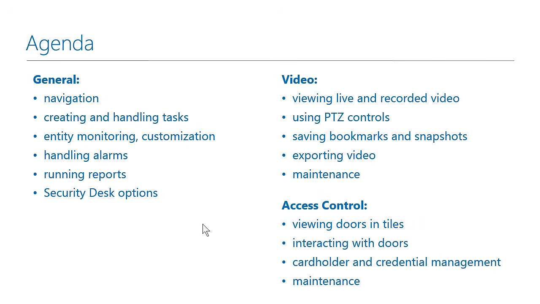Now, taking a look at the agenda, we've broken the subjects into three categories. So we have general, video, and access control. In the general section, we're going to have a look at the common operator activities, such as navigation in the Security Desk, monitoring entities, and how to handle alarms. In the video section, we'll take a look at camera-specific tasks, such as controlling PTZ cameras and reviewing recorded video. And in the access control section, we'll see how to interact with doors and tiles, manage cardholders and credentials, and how to handle any maintenance that may need to be done.